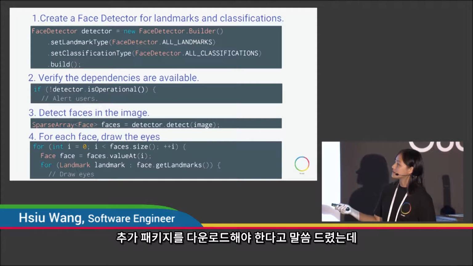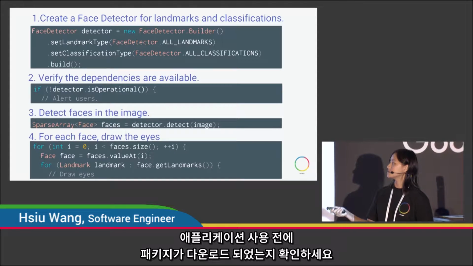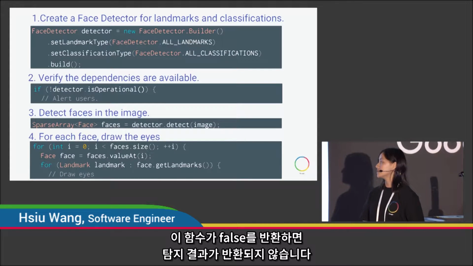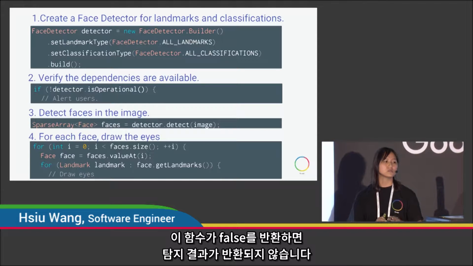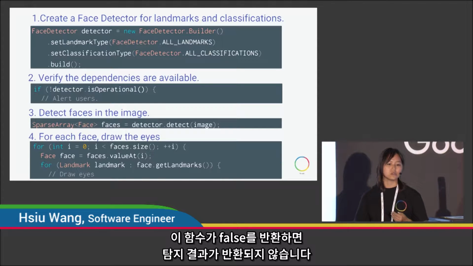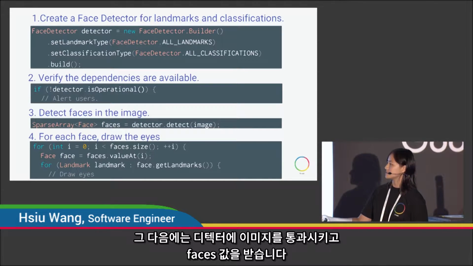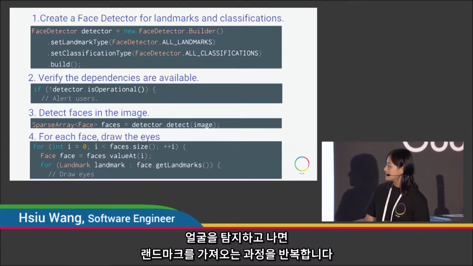Before you use it, as I was saying, it requires some additional package to be downloaded, so you always want to check to make sure the package is downloaded before you use it. If this function returns false, then no detection result will actually be returned. After that, as we were saying, you pump the image through the detector to get the faces back. Once you have the faces, you can iterate through them and do custom logic if you want for landmarks.